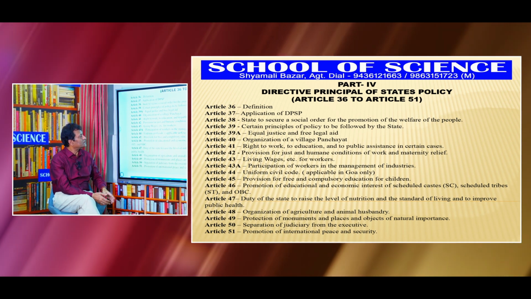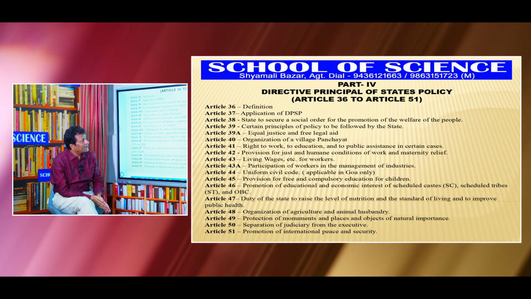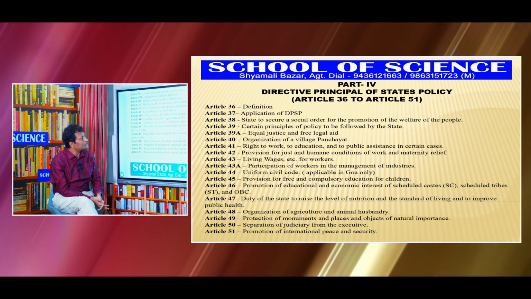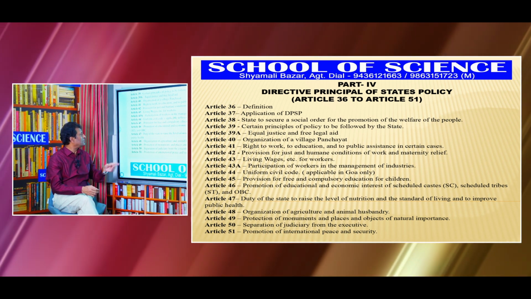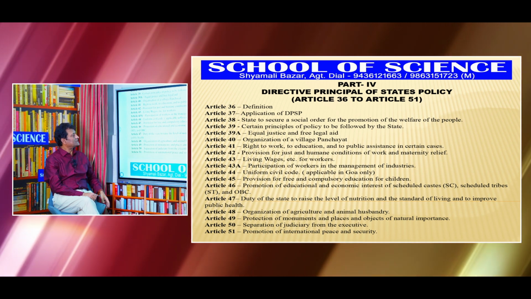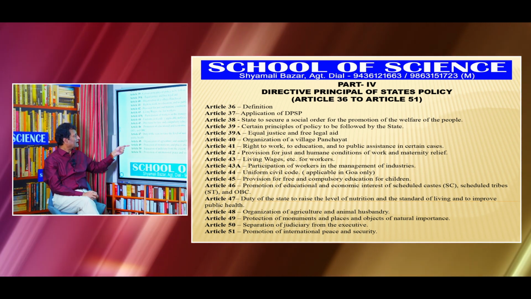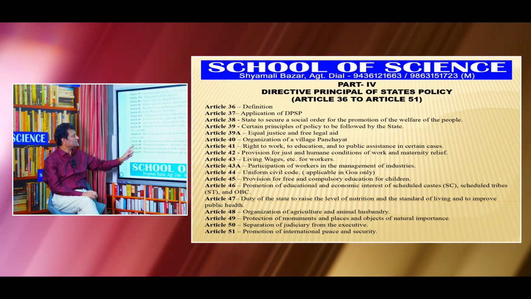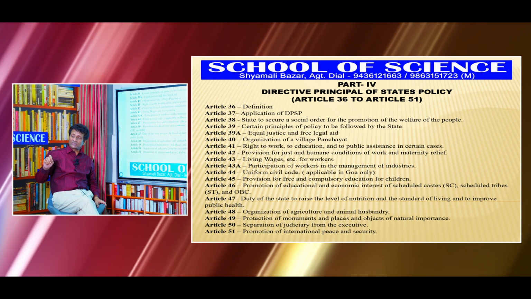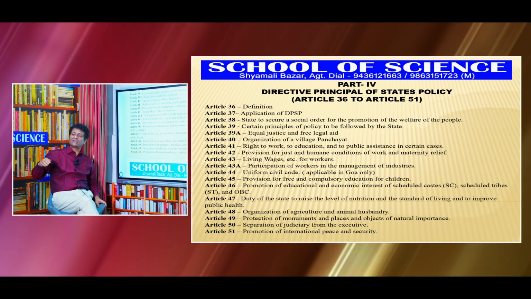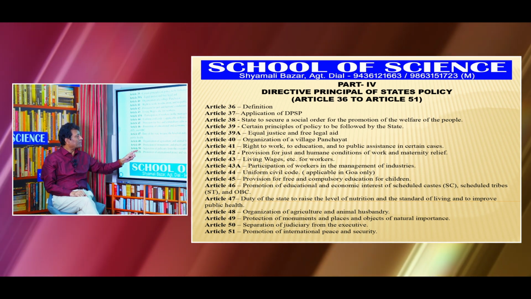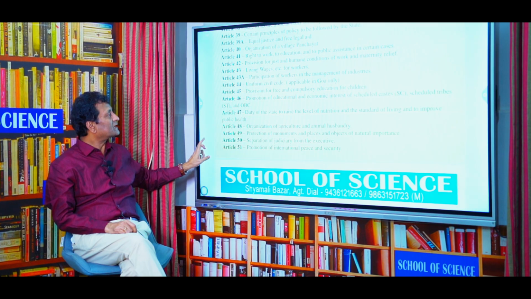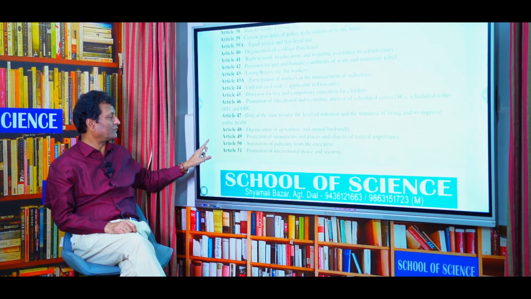Article 46, promotion of educational and economic interests of scheduled castes, SC, scheduled tribes, ST and OBC. Article 47, duty of the state to raise the level of nutrition and the standard of living and to improve public health. Article 48, organization of agriculture and animal husbandry. Article 49, protection of monuments and places and objects of national importance. Article 50, separation of judiciary from the executive. Separation of judiciary from the executive is contained in Article 50. Article 51, promotion of international peace and security. So this ends the directive principles of state policy from Article 36 to 51.